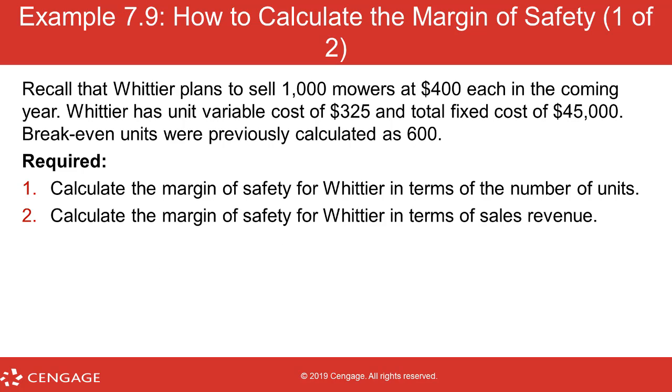Okay, to wrap up, let's do the example. We'll go back to Whittier. In their lawnmower sales, they plan to sell 1,000 lawnmowers at $400 a piece. Each lawnmower costs them a variable cost of $325. The total fixed costs for the entire business are $45,000 for the year. We know that when Whittier sells 600 lawnmowers, they'll break even. So we want to calculate the margin of safety for Whittier in terms of the number of units and also in terms of sales revenue.